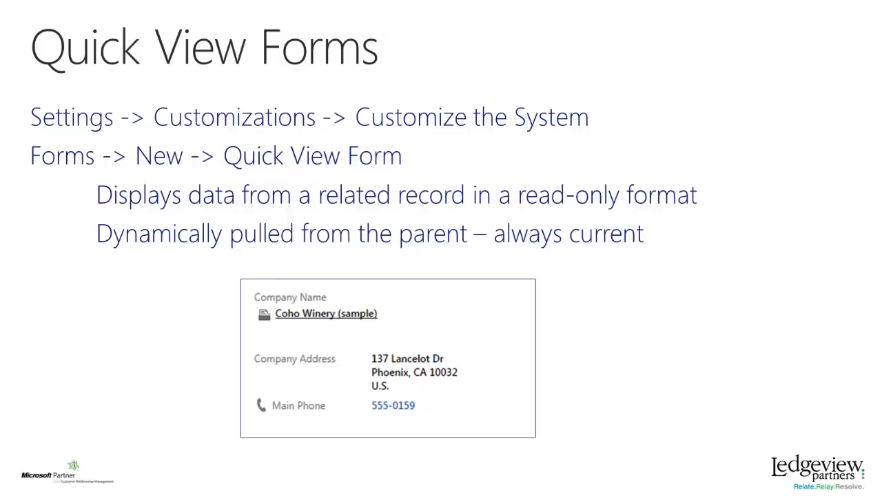That inherently causes problems because you have to worry about keeping the data in sync between the parent and the child. So if you made a change to the company address, you'd need to also make sure somehow that's reflected down to the child records. With the Quick View form, it's just a snapshot into the parent record, so that data is always up to date and it's in a read-only form.